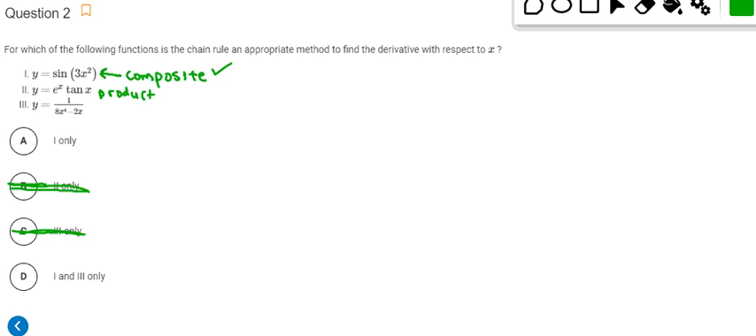Well, if we look at our third one, we could use the quotient rule, but we could also write this differently, and if we look at it that way, then we're looking at using the chain rule, and it actually would be easier to do that. So now we're looking at D, 1 and 3.